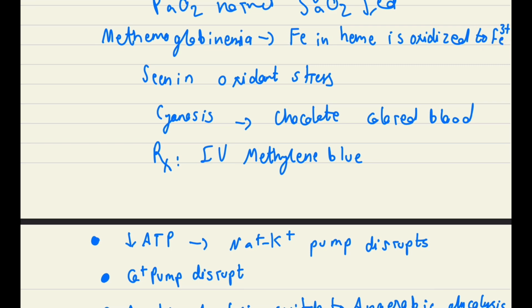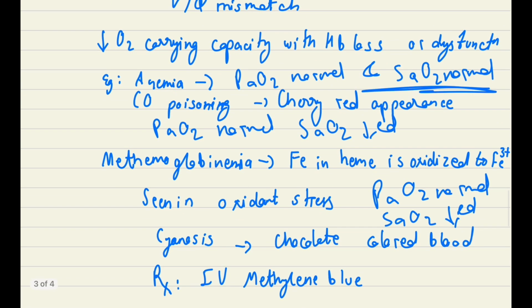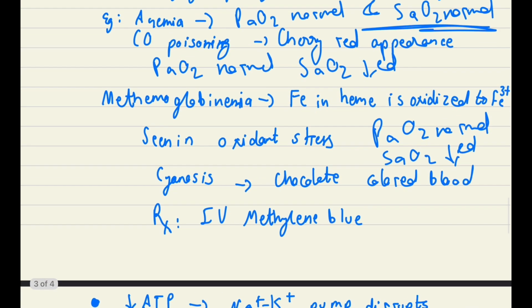So in it, the partial pressure of oxygen is normal, but the saturation of oxygen is decreased in this case too. Saturation of oxygen is decreased in methemoglobinemia and carbon monoxide poisoning, but normal in anemia. Okay, remember these lines.